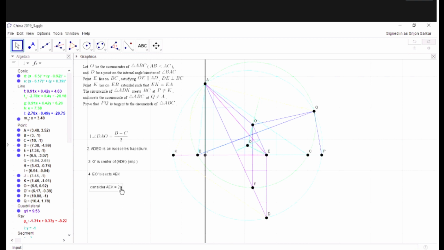Yeah, we are discussing the solution only. It's enough to prove, okay.